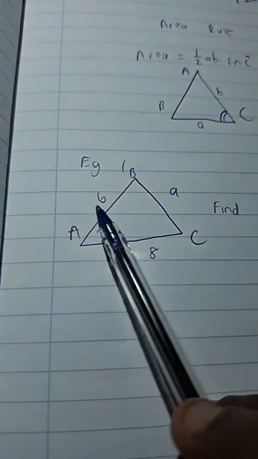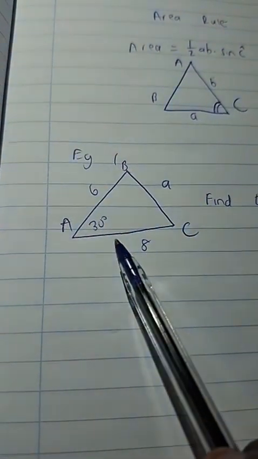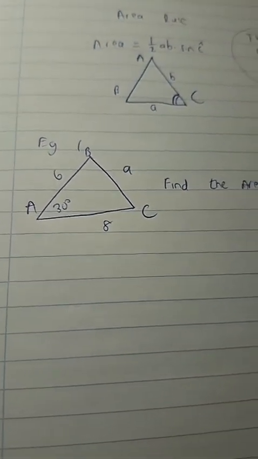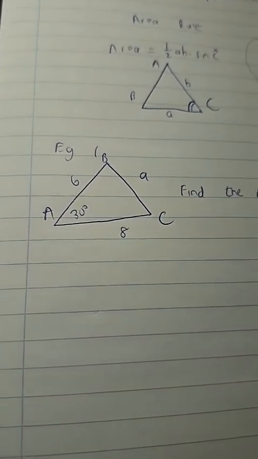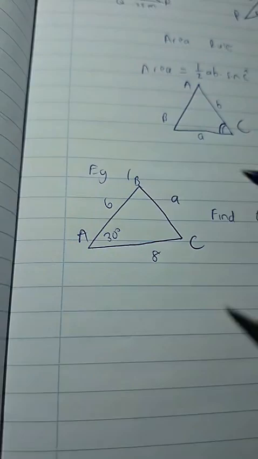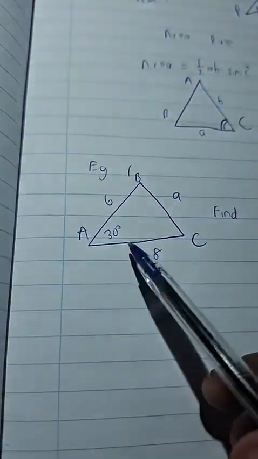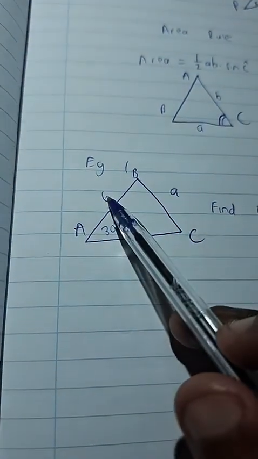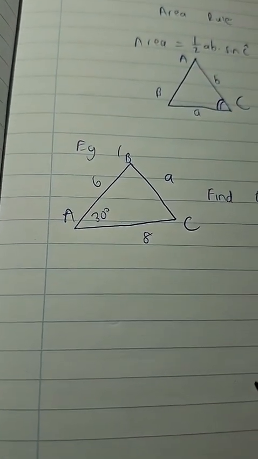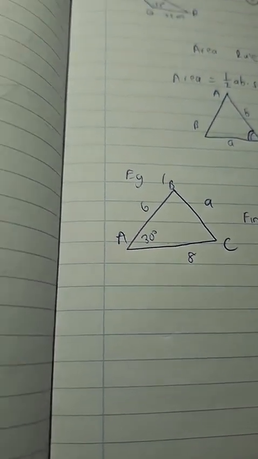Do we? These are two sides. Is 30 degrees an included angle? Is it? Because if these are two sides and this is the included angle, in other words, the angle is sandwiched in between the two sides, then we can go ahead and use the area rule and solve.